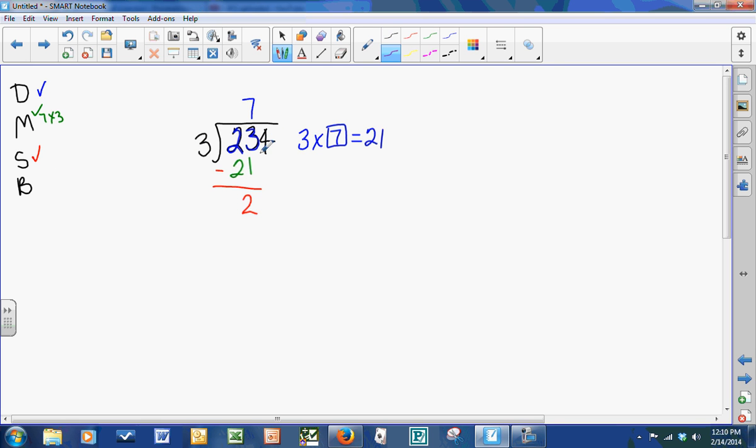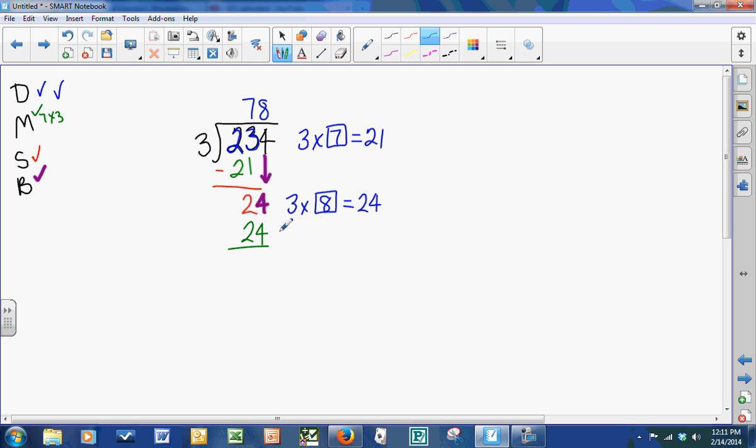Now we act like we know the 4 is there because we have to bring it down. We're ready to use it, and the 2 becomes 24. And we repeat the whole process then with 3 times what number can get me as close to 24 without going over? Well, 8 is exactly 24. 3 times 8 is 24. So the 8 goes on top right above the 4. That takes care of the division. Then we multiply the 8 times 3, which we know already is 24.